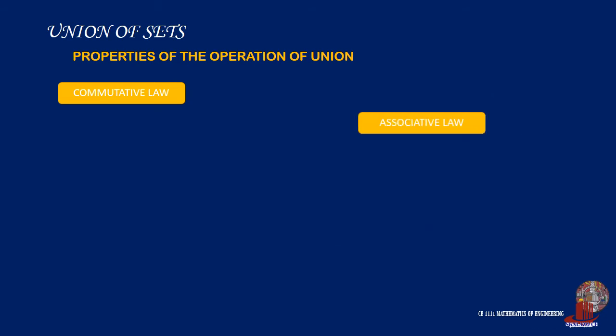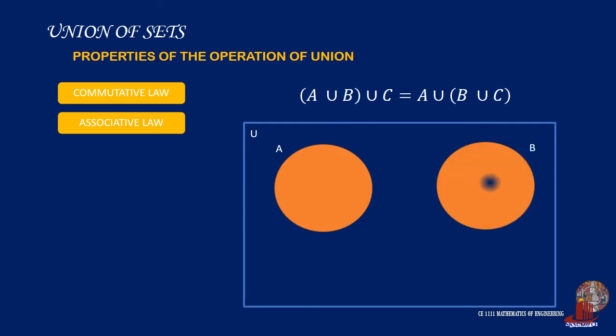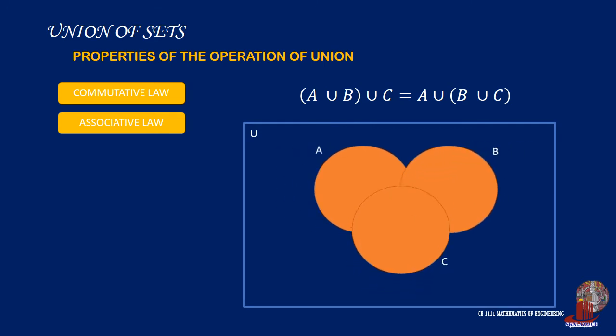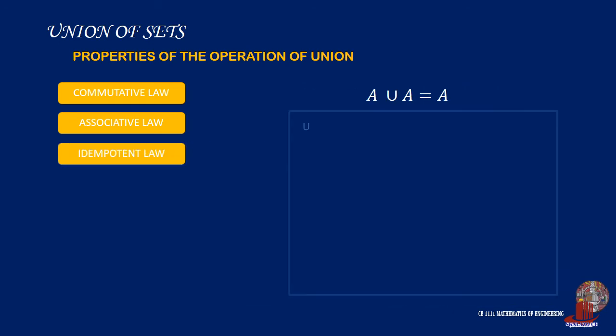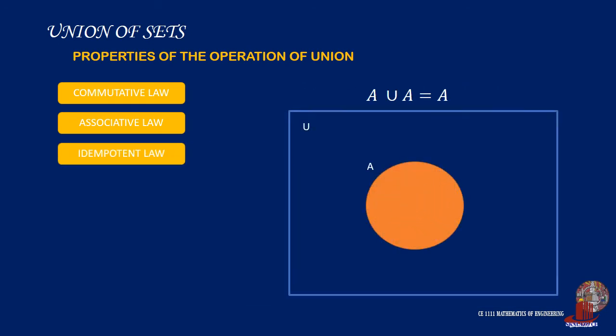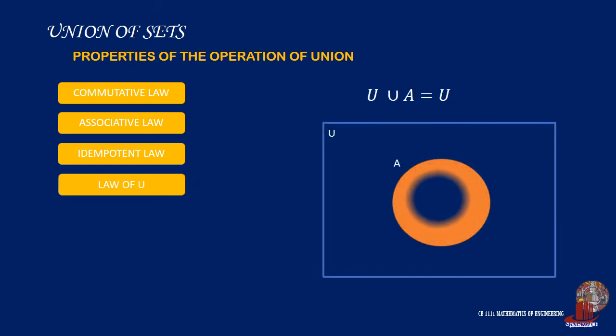The second property is the associative law, which states that the union of set C with that of the union of A and B is equal to the union of set A with that of the union of B and C. The third is the idempotent law, which states that the union of the set A with itself is just set A. Next property is the law of U, which states that the union of the universal set U with that of set A is just equal to the universal set U.